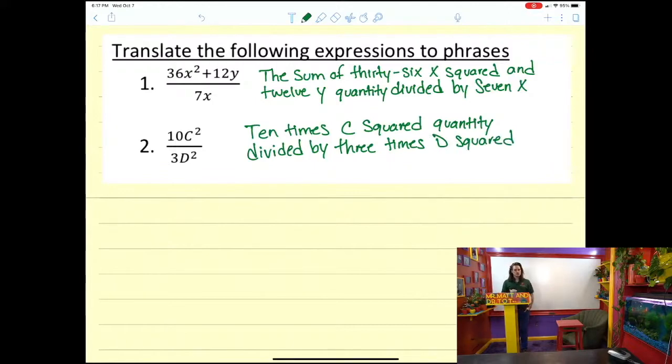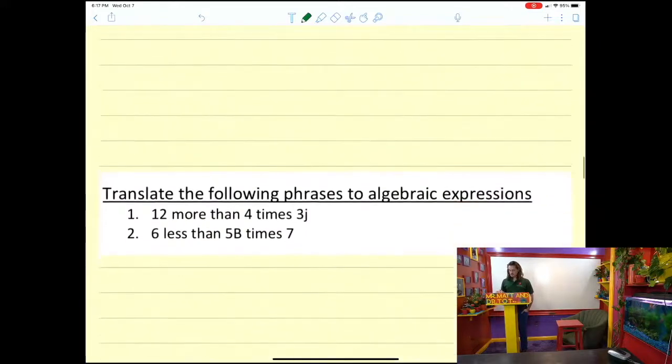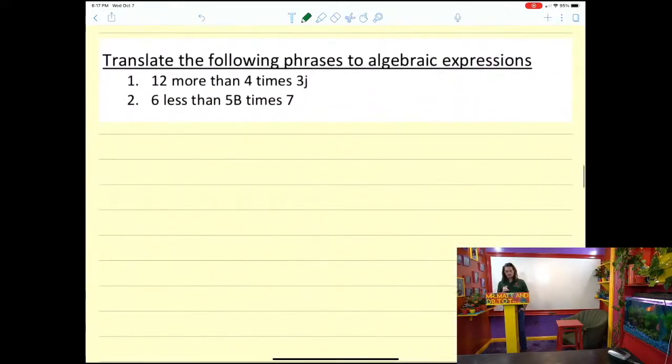If you have any questions, then please let me know. Otherwise, let's try 2 more. So we're going to do the opposite now. So translate the following phrases to algebraic expressions.